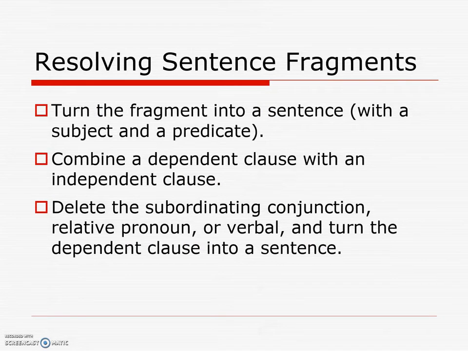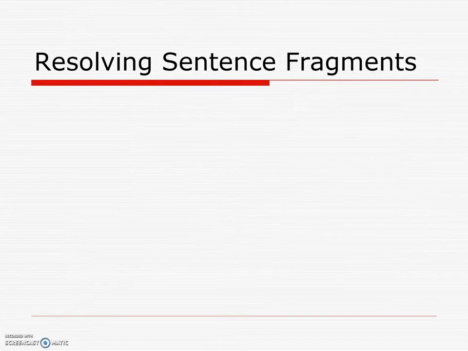Okay, so how do we resolve these errors? Well, one simple solution is to take the fragment and make it into a complete and simple sentence with a subject and a predicate. Most often you can just simply combine dependent clauses with other independent clauses that are surrounding it, or you can delete any problematic phrases, words, parts of speech, such as subordinating conjunctions, relative pronouns, or verbals, and turn the dependent clause into its own sentence.